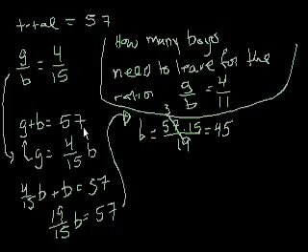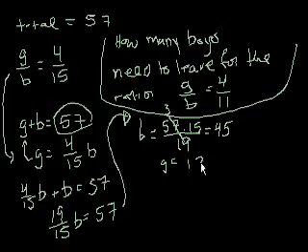And we know that there are a total of 57 kids in the class. G plus b is 57. So we know that there are 12 girls, 57 minus 45. Good. So now we know that the current boys and girls are 45 boys and 12 girls. So let's write that down. There's 12 girls and 45 boys.